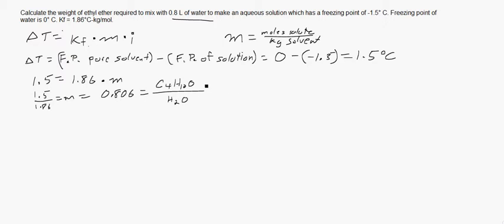Alright, so we need this guy in moles. I mean, this guy in kilograms. So that's what we're going to set up here. And we know what our molality is. So which of these can we plug in to find the other? Well, we're told 0.8 liters of water. That's the key here. We can actually find grams of water from that.